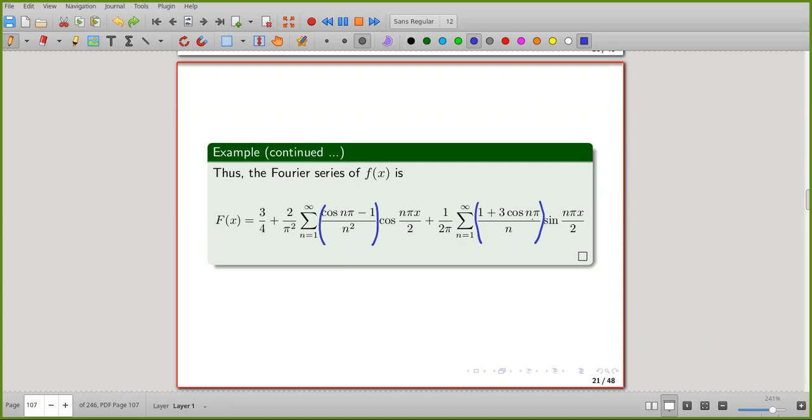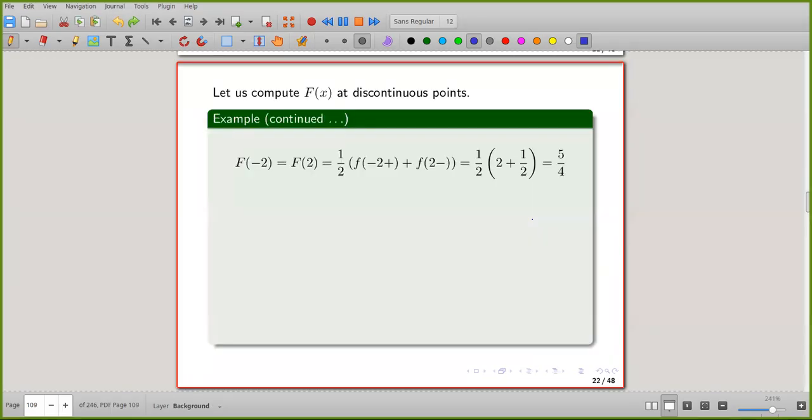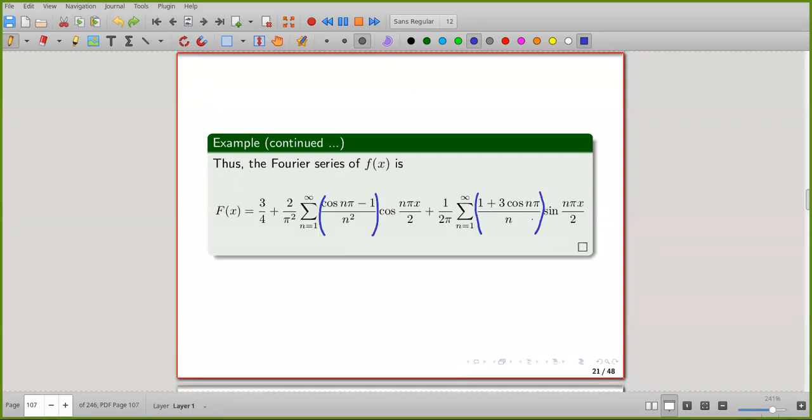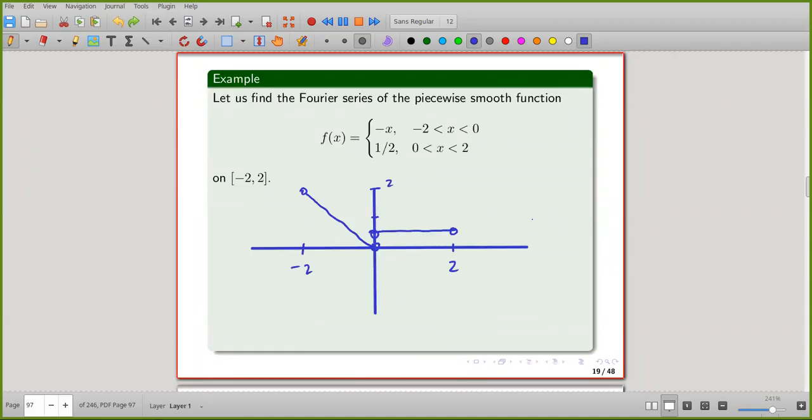All right. And let us compute f of x at discontinuous points. Let's go back to the picture that I had made. So this is the picture. So minus 2 is a point of discontinuity.